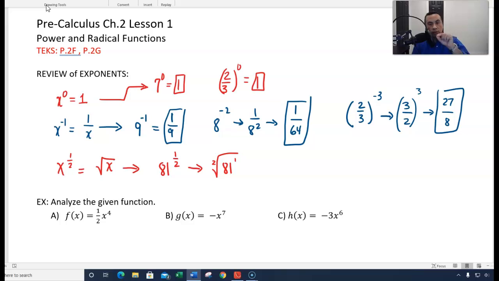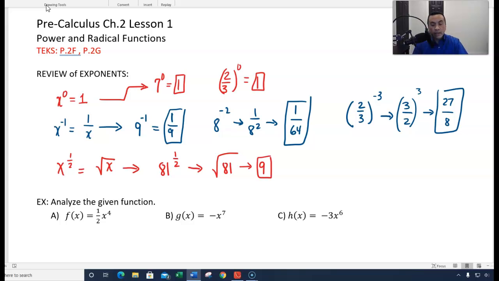So it's 81 to the 1st power inside the square root. Now we really don't put the little 2 there, it's understood to be a square root. And we don't put the 1 there, it's understood that anything to the 1st power is the same thing. So it's really just the square root of 81, which of course equals 9. All right, let's do another one here.